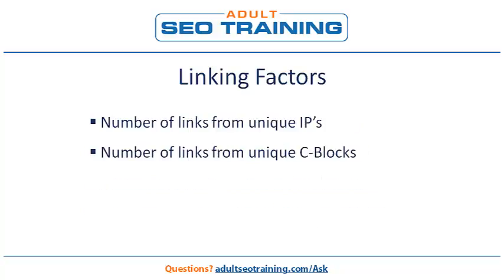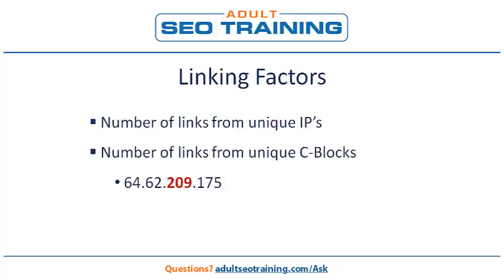Alright, next we have the number of links from unique IPs and the number of links from unique C blocks. Now, for those of you not familiar with the term C blocks, it's the part of an IP address that's often shared with a lot of other websites. For example, if you're in a shared hosting account, you're sharing the same C block portion of the same IP. And here's what it looks like. The 209 is the C block on this IP address.